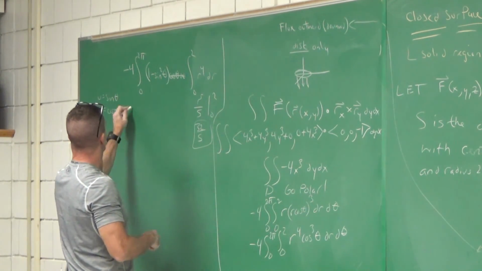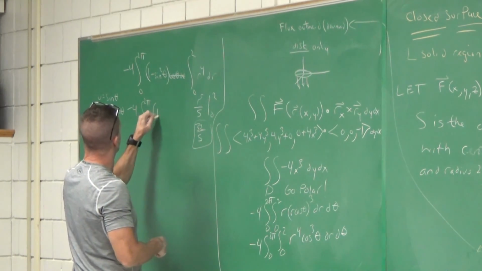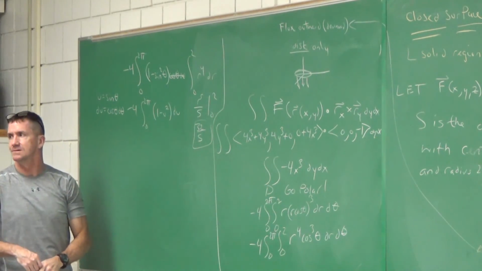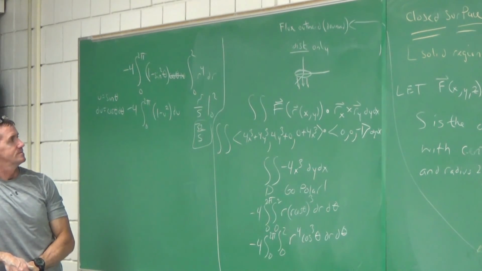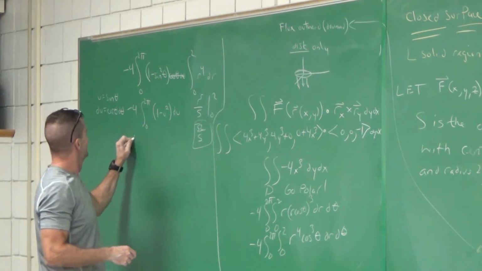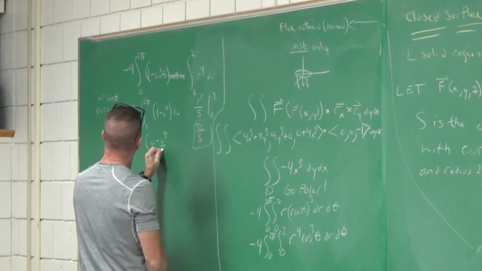Whoop! You're gone. I'll keep that negative 4 there. You've got the integral from 0 to 2 pi, you've got 1 minus u squared du. Not bad at all. So doing the integral of a cosine cube isn't too bad. Now what's the integral with respect to u? U minus what? U cubed over 3.